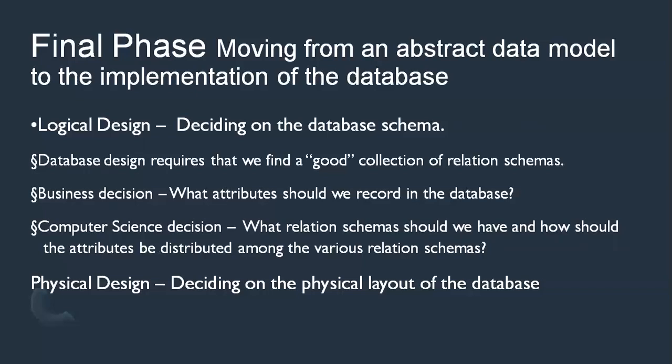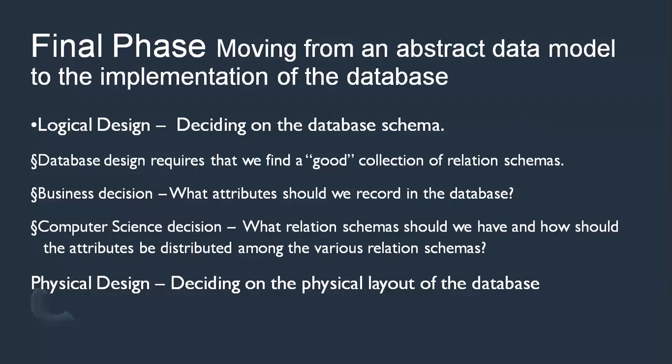Now, what is the requirement of database schema? First of all, database design requires that we should find a good collection of relation schemas. Second is business decision. What are the attributes that must be recorded in the database? Now consider a scenario. We'll take another example. Consider a scenario that you are purchasing something on Amazon. So business decision of Amazon is Amazon stores your email ID, Amazon stores your mobile number, Amazon stores your name also, Amazon stores your age, Amazon stores your area in which you are living.